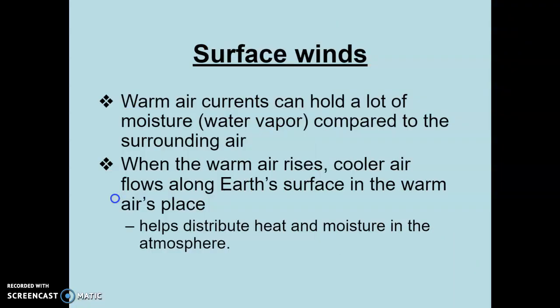All right, so winds are a major factor whenever it comes to an area's climate. We have these currents of air, and they move at very high speeds through the atmosphere. As warm air goes up, because we'd already talked about that, cooler air flows along Earth's surface in the warm air's place. In other words, it takes the place of where that warm air was once it rose.